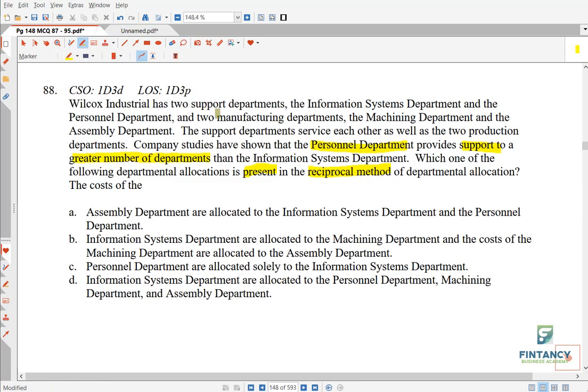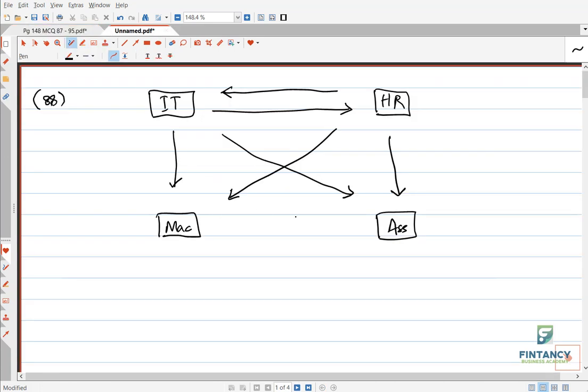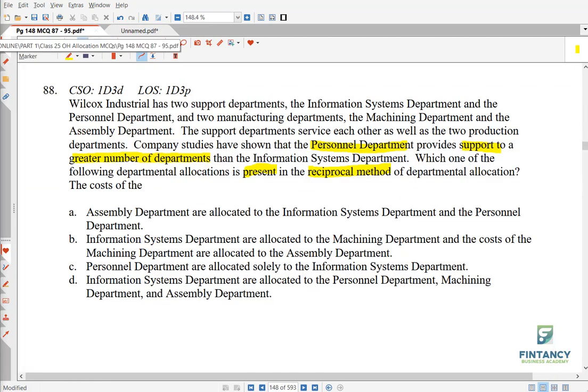Let us see again. They say the two support departments and two manufacturing departments, the machine and assembly. The support departments service each other as well as the two production departments. It is not written anywhere that the machine department is serving the assembly department, right? So that's why I didn't create any arrow here. So this is also wrong, right, everyone? What about C?